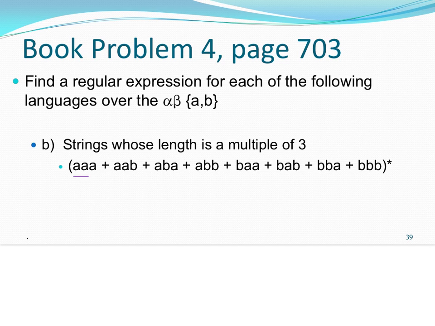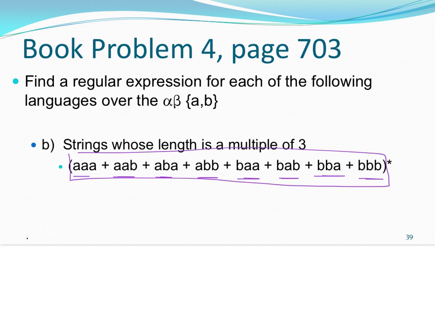What I did is I listed all the strings of length 3 that exist over the alphabet AB. And then I said, now take 0 or more of these. And I said that by taking a star. And notice that every time we go in here, we can take a different number of them.